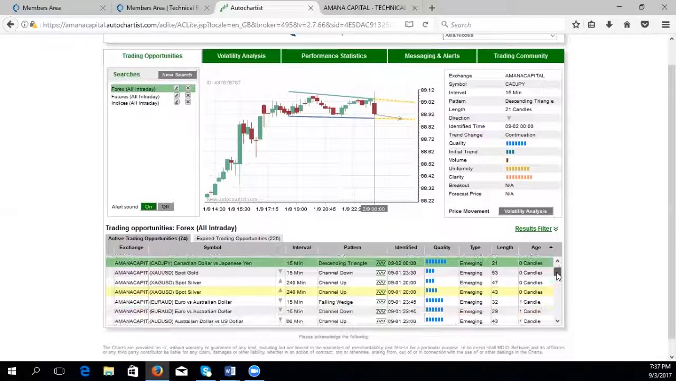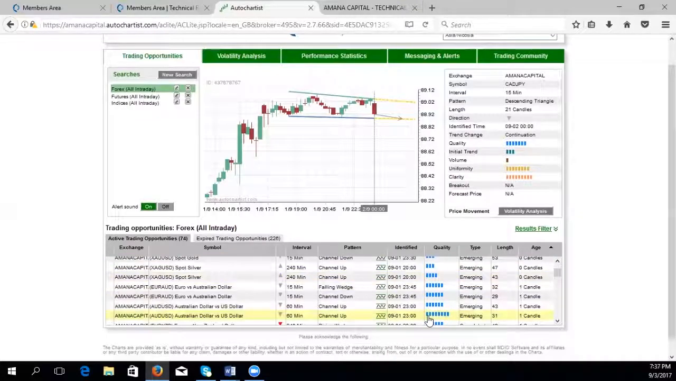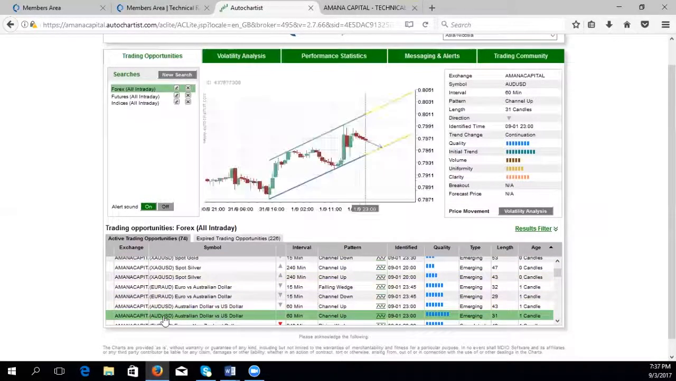Now let's take another example with high quality, the Aussie dollar. And notice here the Aussie dollar again has a really good quality in here, and as a major preference or estimation here, the Autochartist analysts see that the market may decline at this point on the 1 hour chart till it reaches the 0.7951 level, which is the support area.